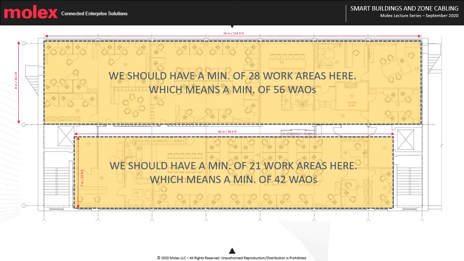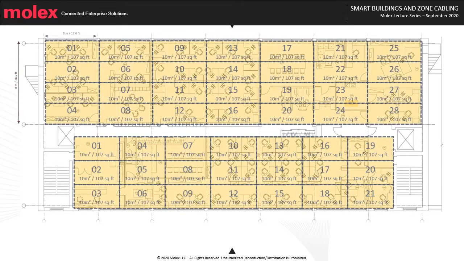And as per international cabling standards, this gives us a minimum of 49 work areas of 10 square meters or 107 square feet each, for a minimum of then 98 work area outlets. Let's define each of our work areas. As we have 49 different work areas, we should include a minimum of 98 work area outlets in our design, a minimum of 2 work area outlets per work area.